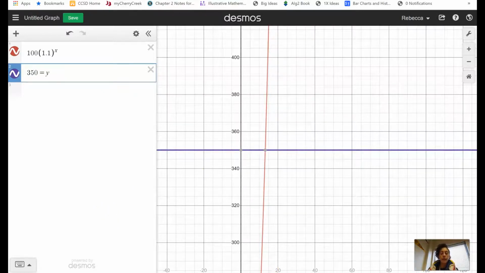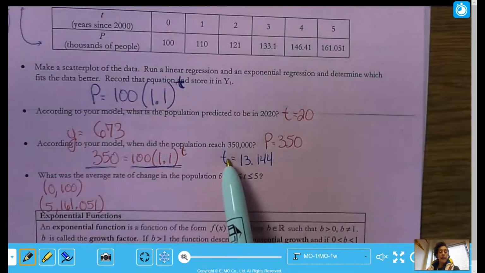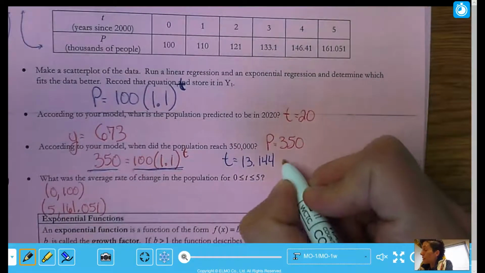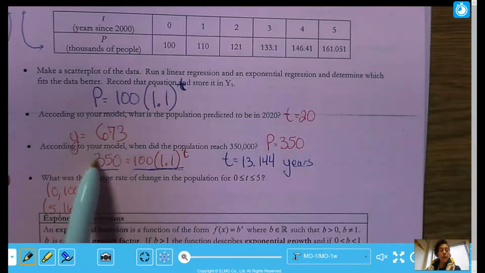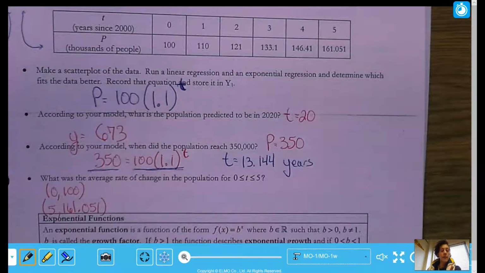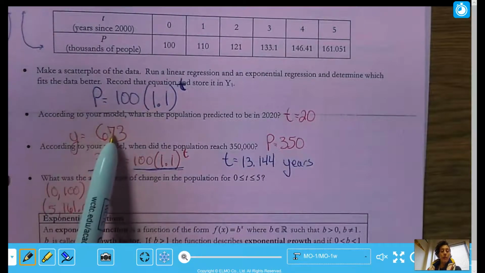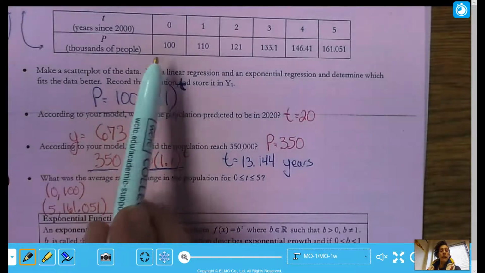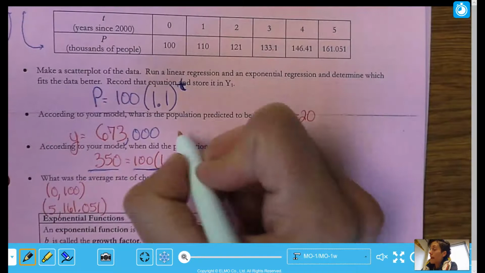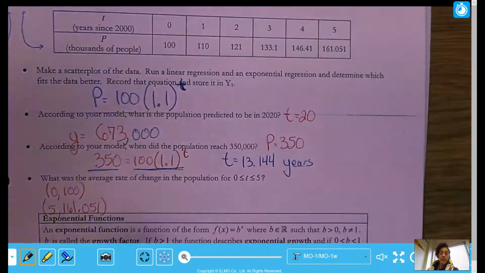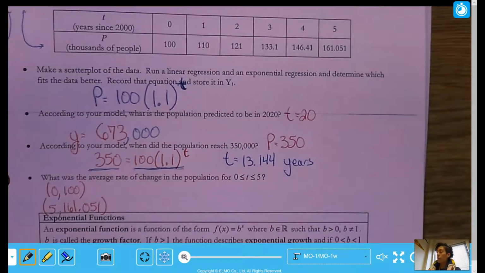All right, let me go back. So going to this question, my time would be this. I do want to label it. So in about 13 years, a little bit more than 13 years, that's when my population would reach 350,000. As far as this answer went, remember, I want it to match thousands of people, so I'll just add 3 zeros, and that's how many people are living in the city in 2020, 673,000.